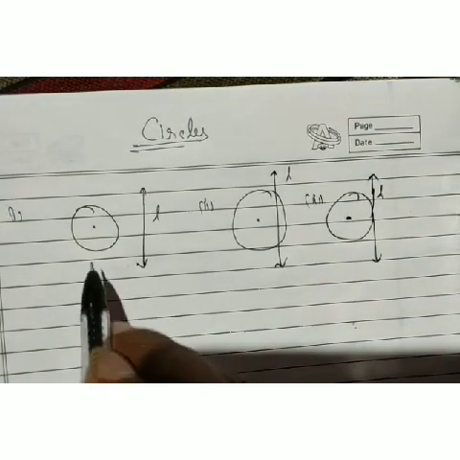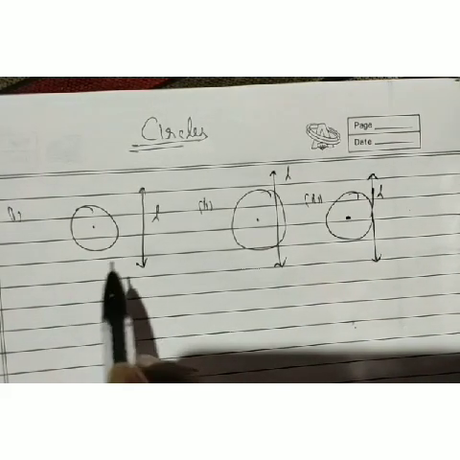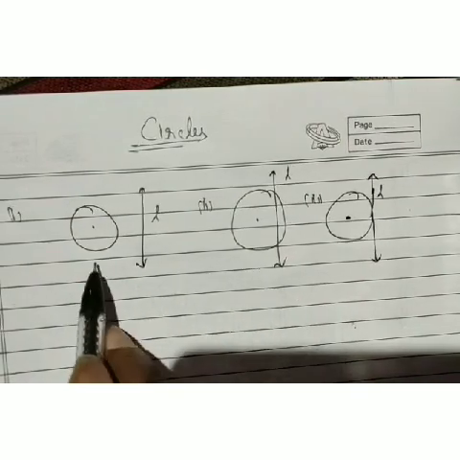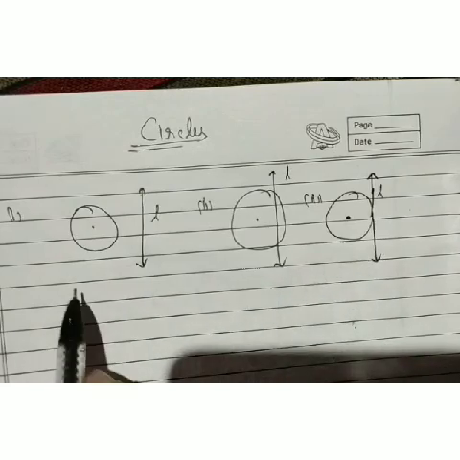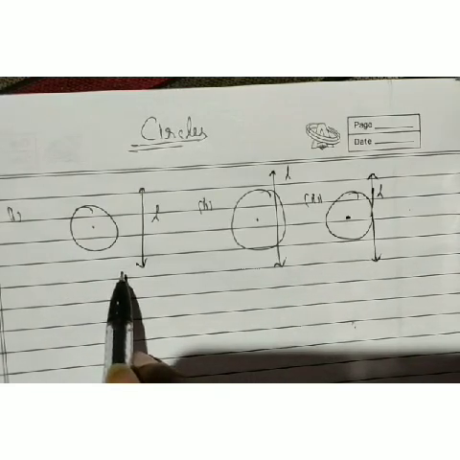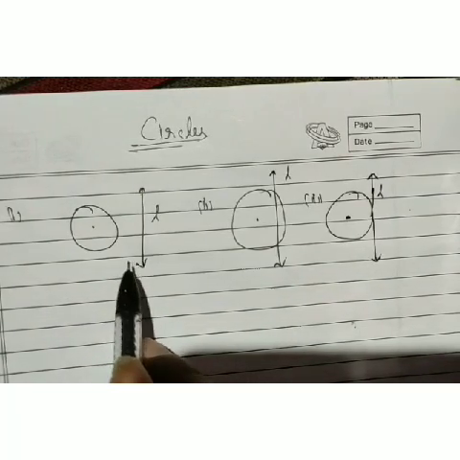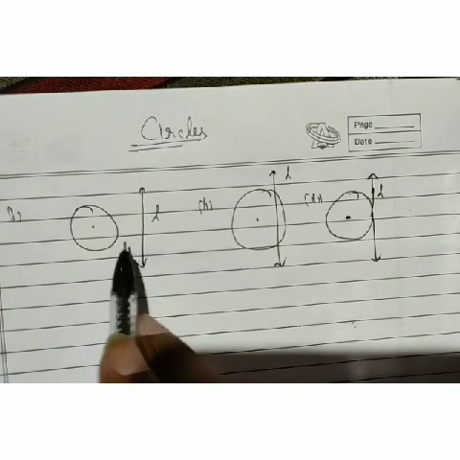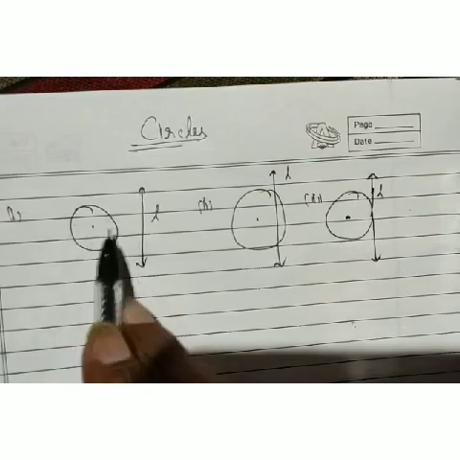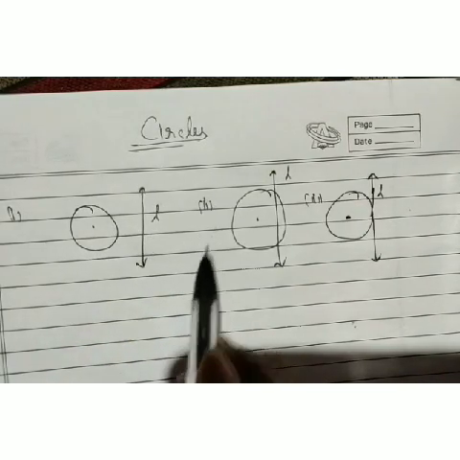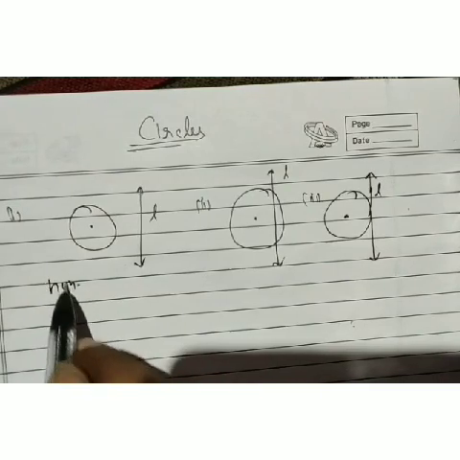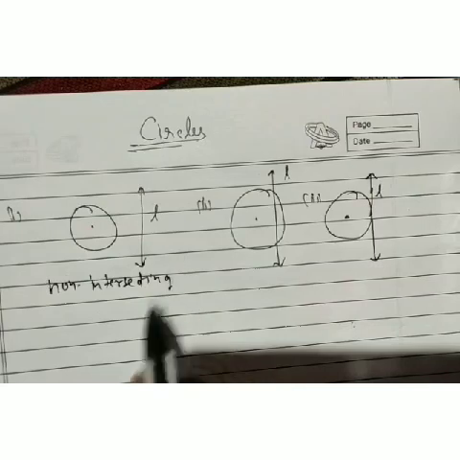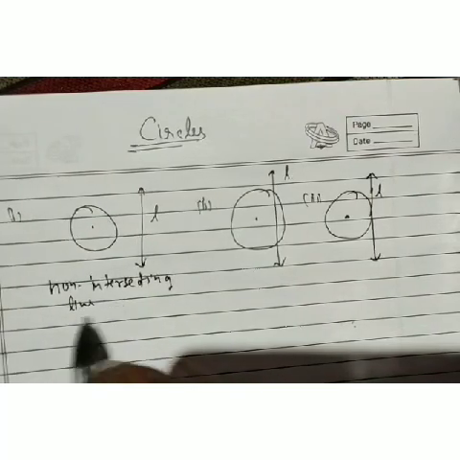Now look, if we take one circle and a line in a plane, then we have three different situations: first, second, third. Now look at the first figure. If the line L does not intersect the circle, that is, the line L and the circle have no common point, there is no common point between circle and line. In this case, L is called a non-intersecting line with respect to the circle.